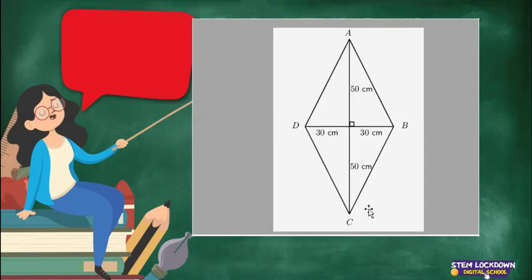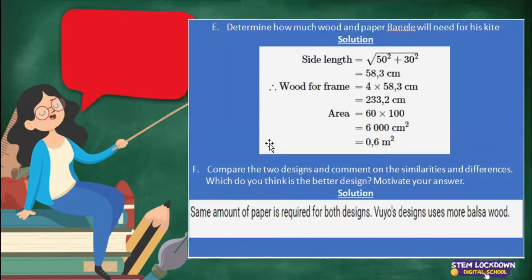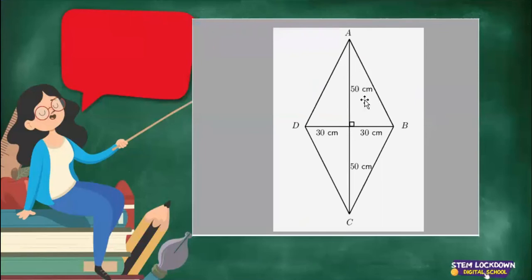Okay. Now the next question: determine how much wood and paper Bannerless will need for his kite. So now, what does that mean? How much wood and paper? How much wood will you need to make the kite? That will be about the area of the kite. So the area of the kite, or basically the area of the rhombus, is also the product of the diagonals.